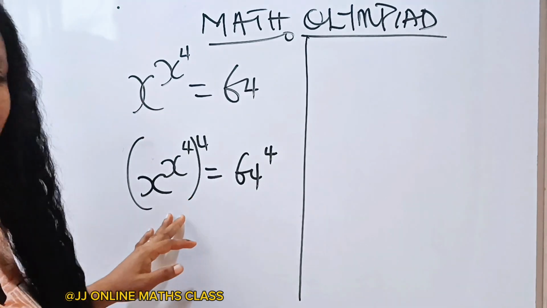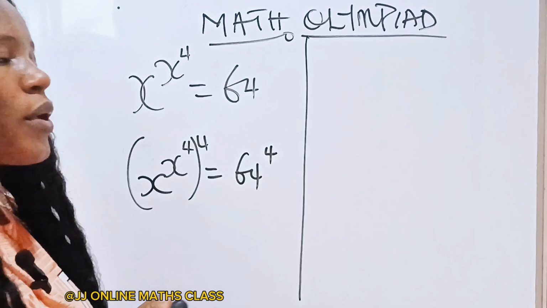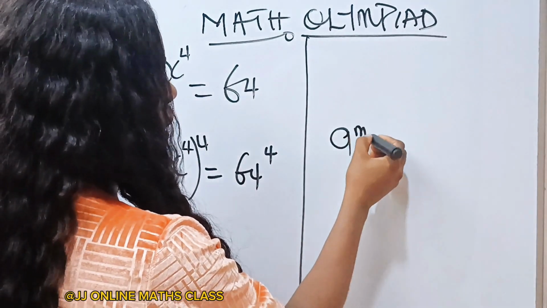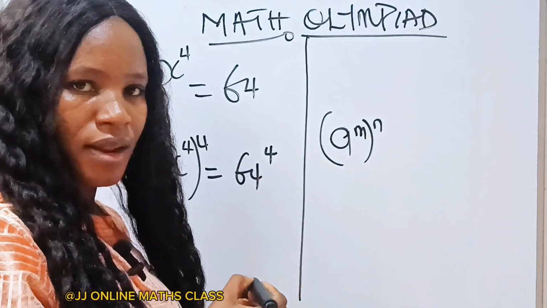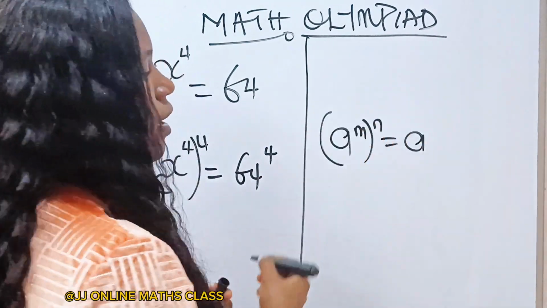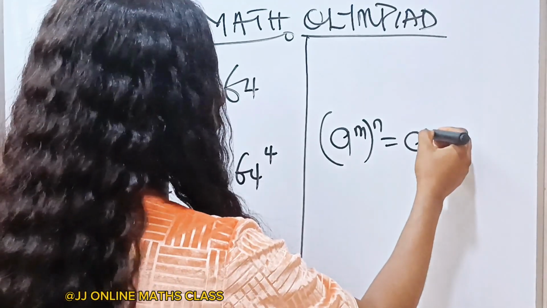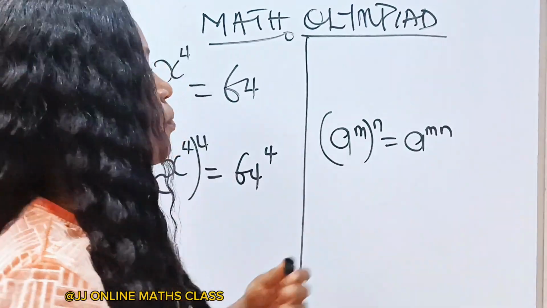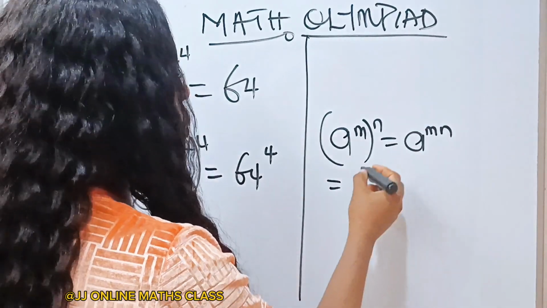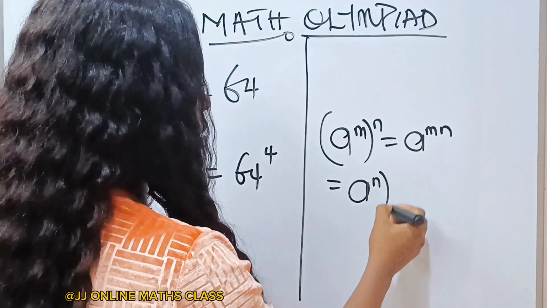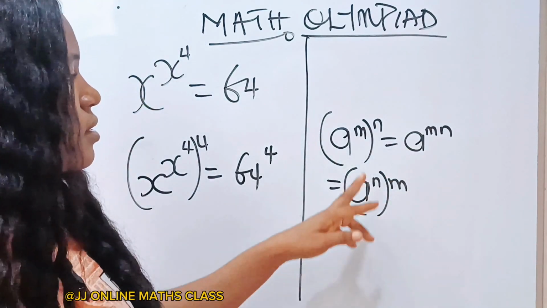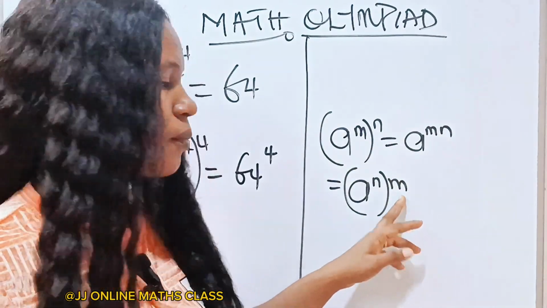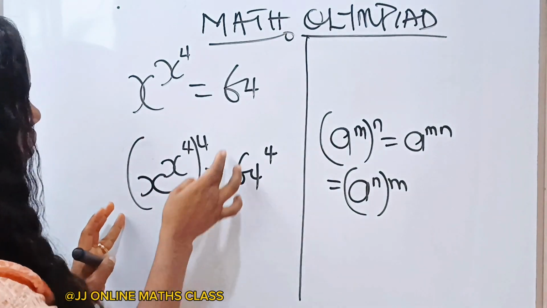Now I want us to pay attention to what I'm about to do here. Recall that the law of indices states that a to the power of m, raised to the power of n, is the same thing as a to the power of m times n, that is a to the power of mn. And this is also equal to a to the power of n raised to the power of m. Since this is equal to m times n, then it's still equal to n times m. We've not changed anything.